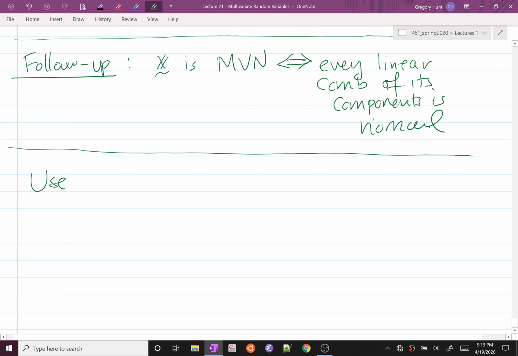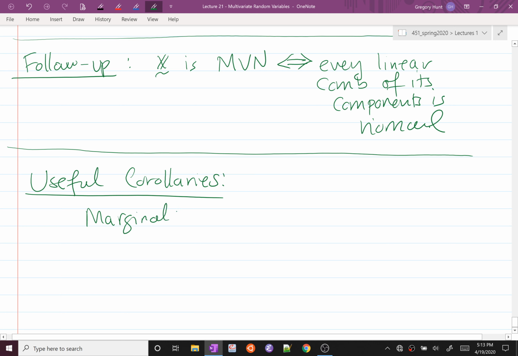Some other useful corollaries are that marginals of a multivariate normal are normal. And you just pick off the right components of the mean vector and the covariance matrix.